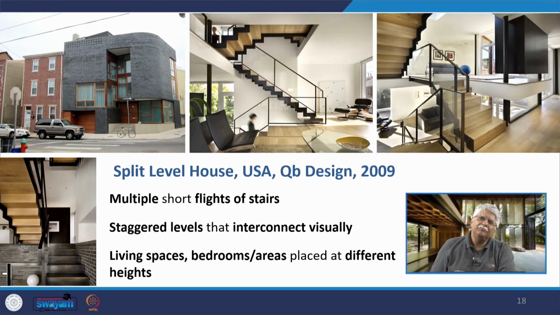Another example is the split level house by QB Design in 2009 in the USA with multiple short flights of stairs. You find these staggered spaces, staggered levels which are interconnected to each other visually. Living spaces, bedroom areas are placed at different heights. So in the Raumplan, it's not about different floors but different spaces throughout the house which have varying heights.